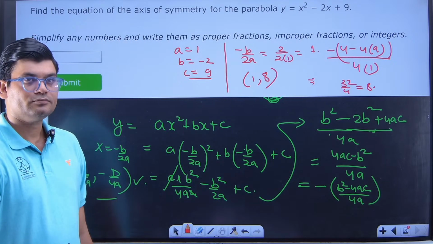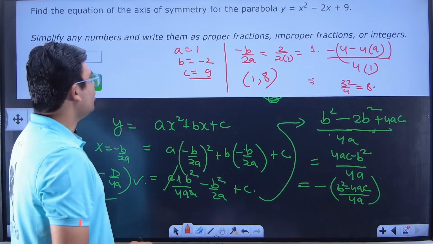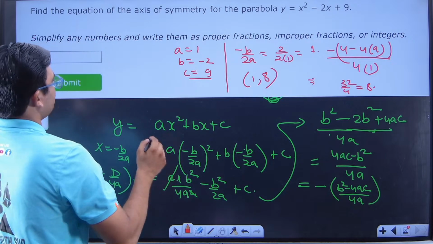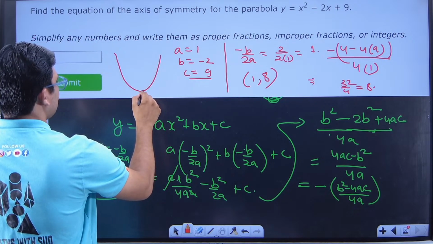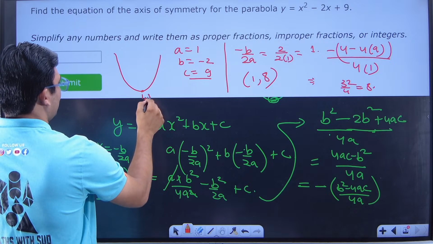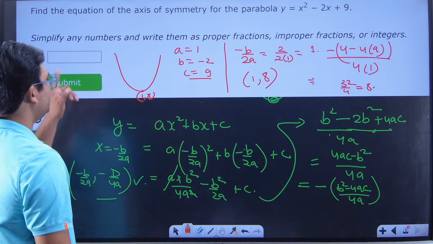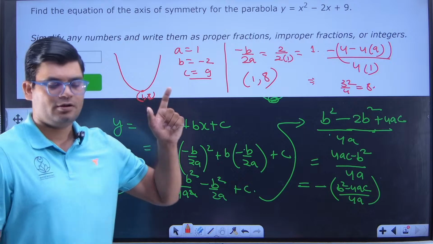Yes, sir, let me just write this down. Now 1 comma 8 is the vertex. So the parabola is like this, and suppose that this is 1 comma 8. So the equation of the line will be x is equal to 1. Easy?